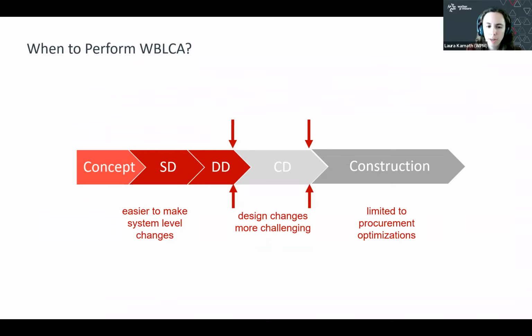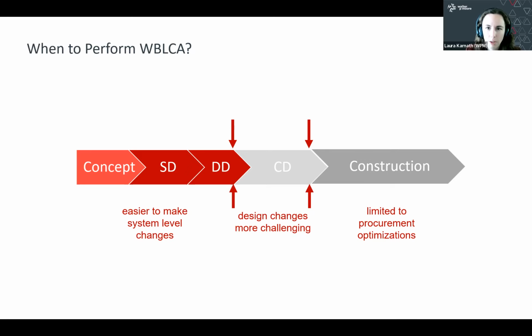So the next thing you'll want to think about is when you should perform full building LCA. The earlier you do it, the easier it is to make big system changes. If you're looking at structure, like deciding between concrete or steel or timber, that is something you're going to do at the very beginning. You're probably not going to change structural systems in CD. So the later you get in design, the more challenging it becomes to make changes. And then by the time you get to construction, you're really just limited to procurement optimizations.